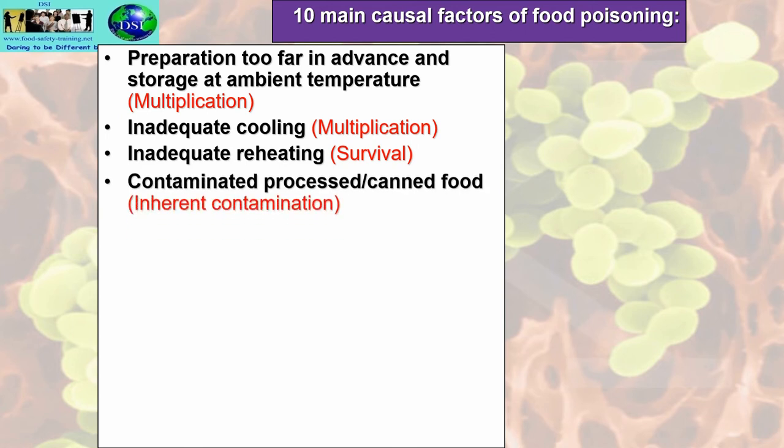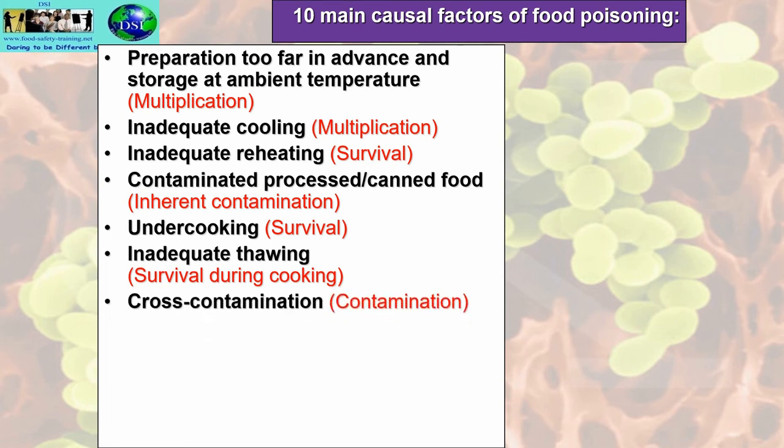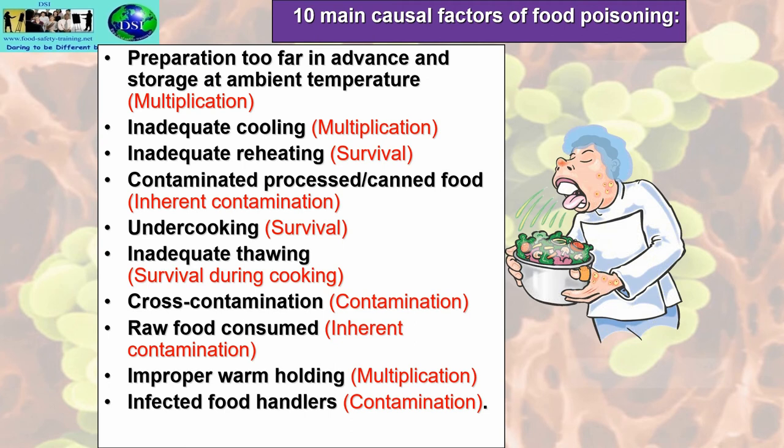Contaminated process and canned food, so inherent contamination. Undercooking, again, survival. Inadequate thawing, survival during cooking. Cross-contamination, again causing contamination. Raw food consumed, inherent contamination. Improper warm holding, where you'll get multiplication. And infected food handlers, leading to contamination of the food product and therefore food poisoning.